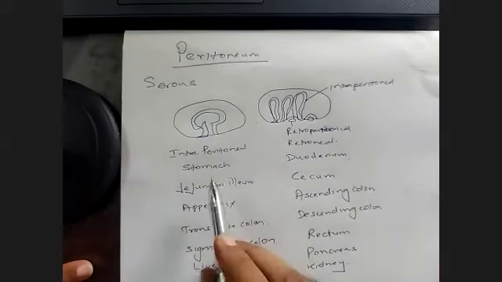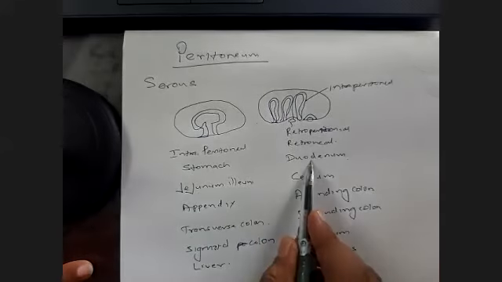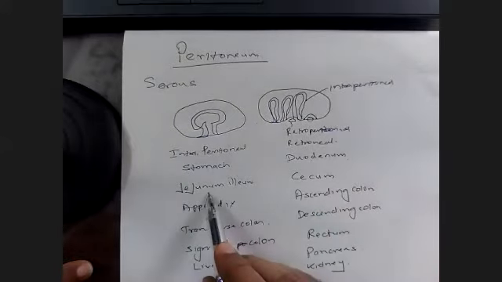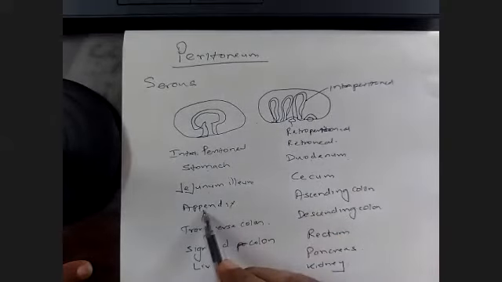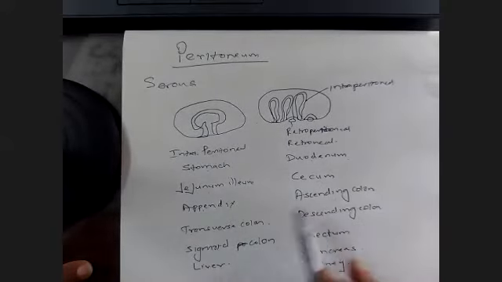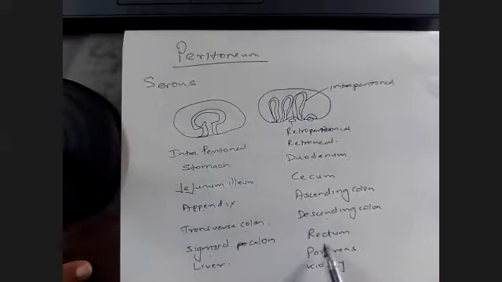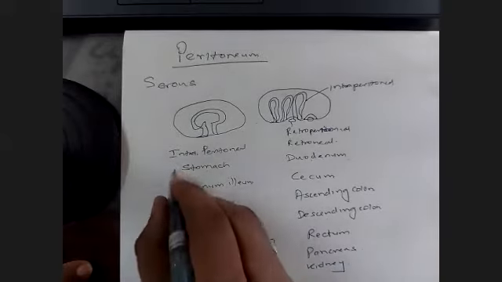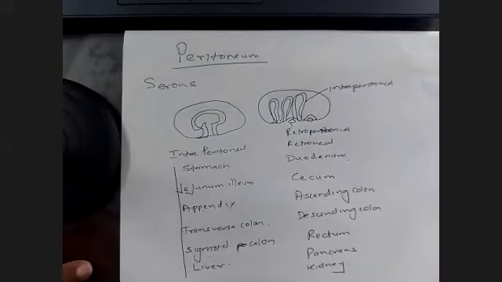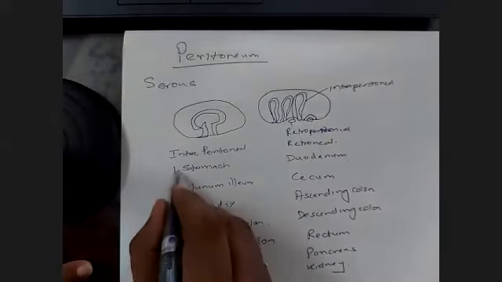We go alternate. Stomach is intra, duodenum is retro. Jejunum, ileum is intra, cecum retro. Appendix is intra, ascending colon is retro. Transverse colon is intra, descending colon is retro. Sigmoid colon is intra, and rectum not exactly retroperitoneal, but yes, it is not covered by peritoneum from all the sides. Now, each of this peritoneum has a separate name.